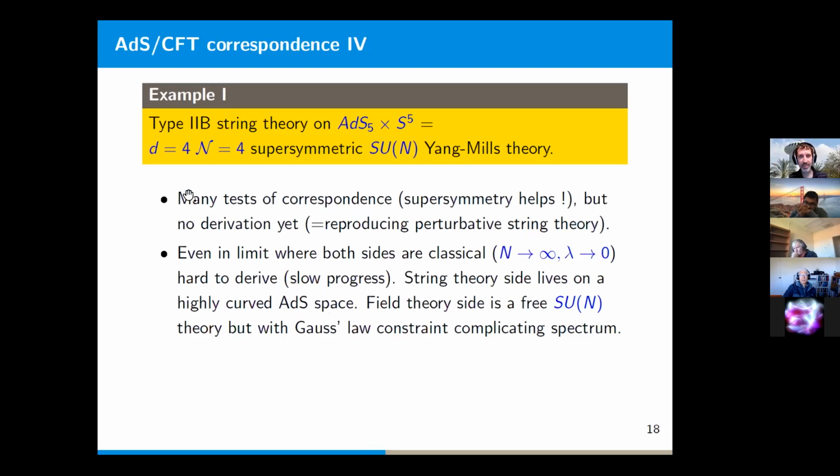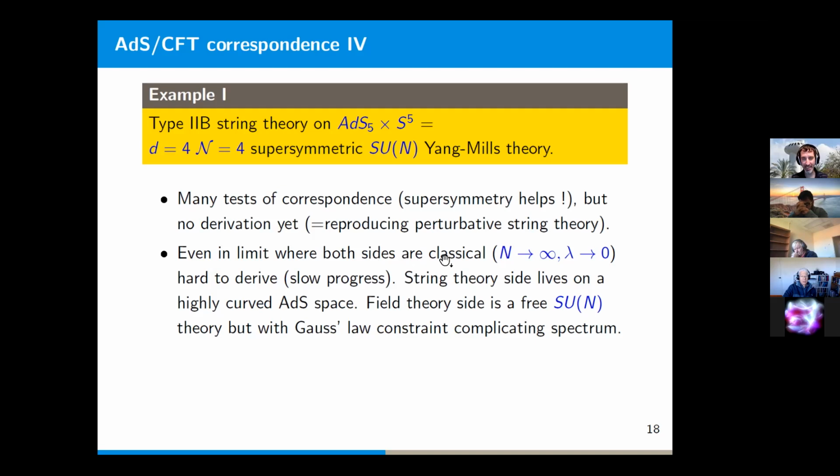Now, this correspondence has not been proven yet, but we have many tests of it by now. Of course, the extended supersymmetry helps a lot in this. What we would like to have is really a derivation of this correspondence. And again, since the left-hand side is only defined in string perturbation theory, what a derivation in this case would mean would be showing that from the N=4 super-Yang-Mills theory, we can rederive in the large N limit the whole perturbative expansion of type IIB string theory on this space. But unfortunately, so far, we have not been able to show this.